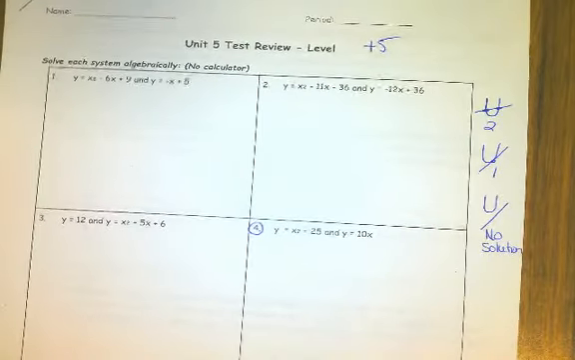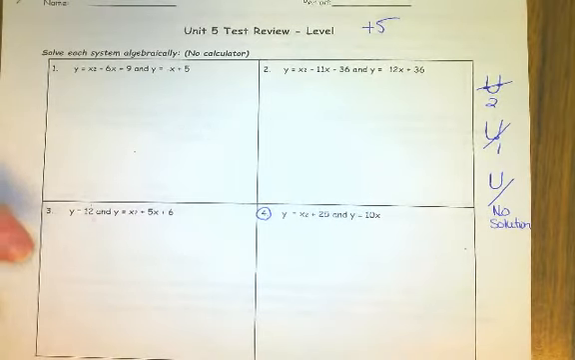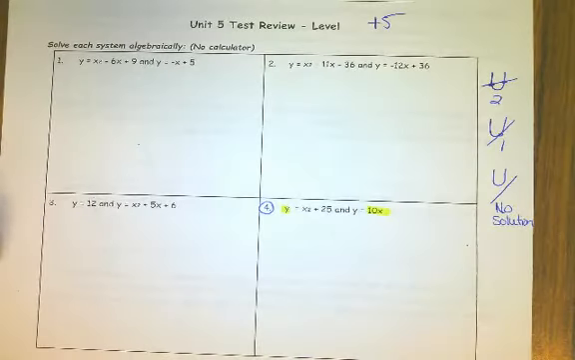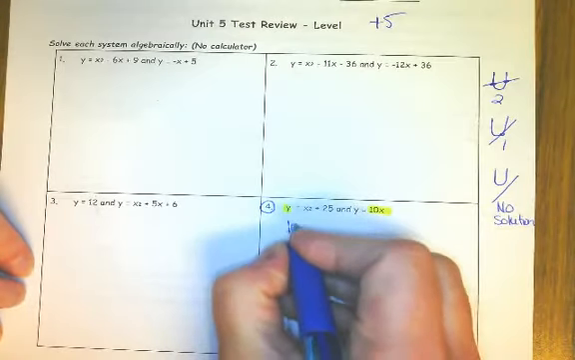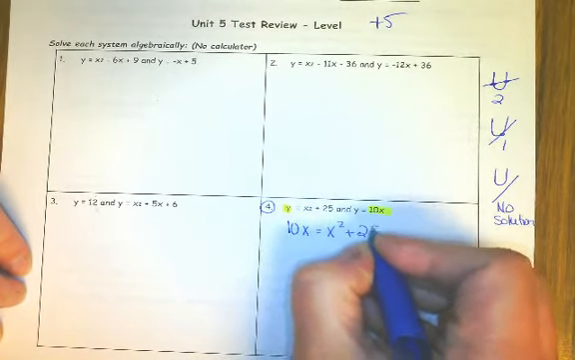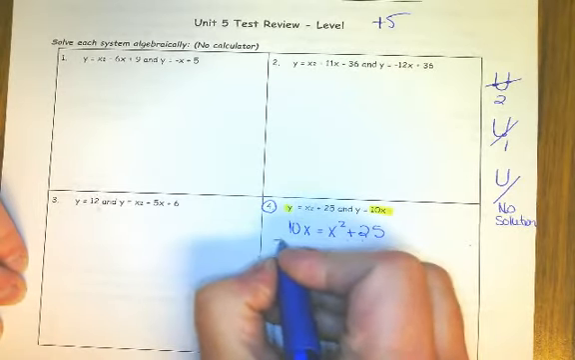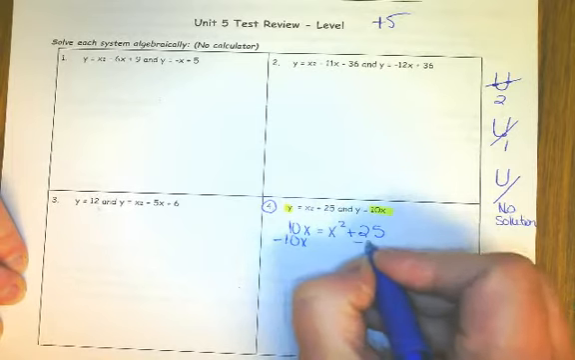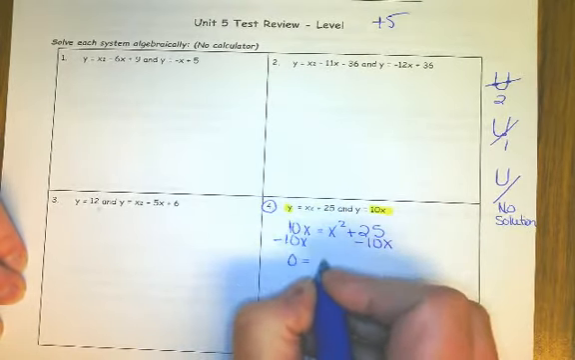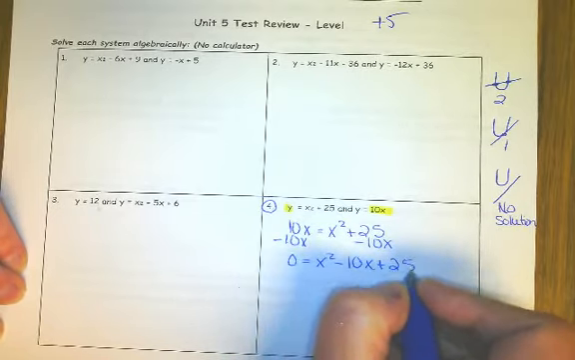Okay, so for the first one, I'm going to do number 4. The main idea here is you want to make them equal to each other. So for instance, I know this is my y, so I'm going to plug it in there for my y. So that gives me 10x equals x squared plus 25. And then remember, I have to make it equal 0 because I'm solving for a quadratic. So minus 10x, minus 10x. And then I need to write them in the right order. So 0 equals x squared minus 10x plus 25.